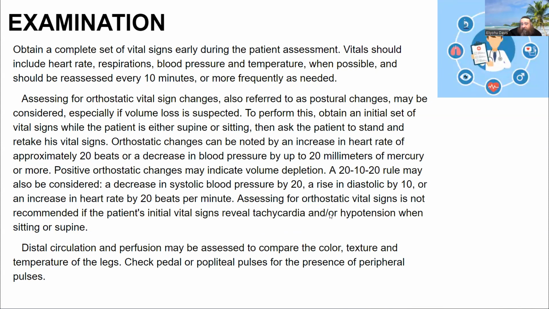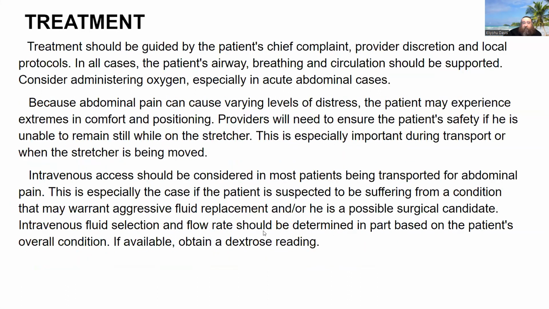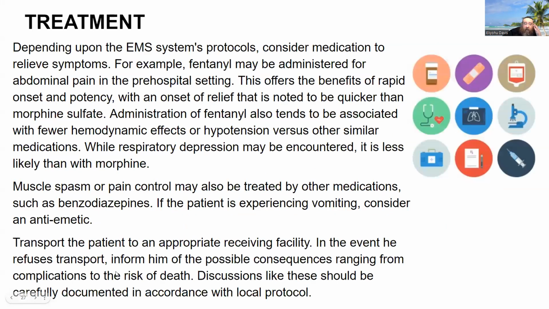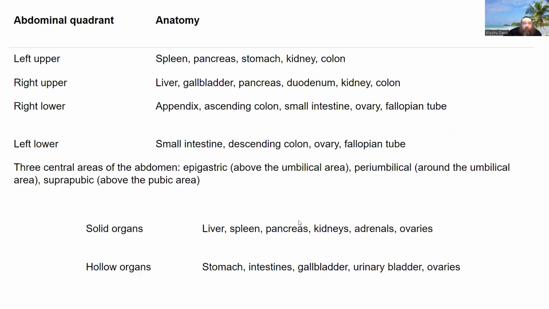Assessing for orthostatics is not recommended if they are tachycardic or hypotensive when they're sitting or supine, because it doesn't really make a difference at that point. Treatment will depend on what the symptoms are, whether you get a medic or not, whether pain meds are needed or not. That's all really up to you. I write here about fentanyl for abdominal pain, rapid onset. It's very good. We have lots of pain meds that we can use for different protocols.